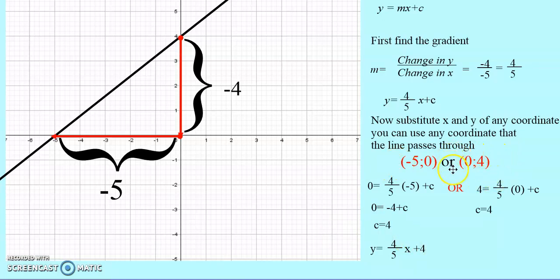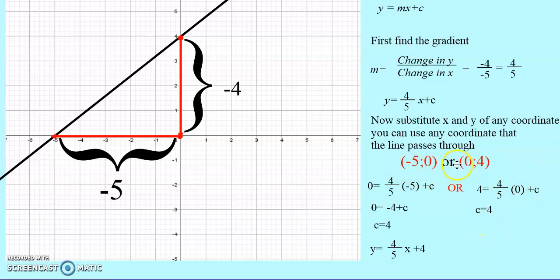If I had decided to use 0 and 4, which was also available, which means my x value is 0, and I substituted in this equation here 0, and the 4 is my y value. If I substitute the 0 in those places, 0 multiplied with 5 over 4, 0 multiplied with anything is 0. So I will find also that c is equal to 4.